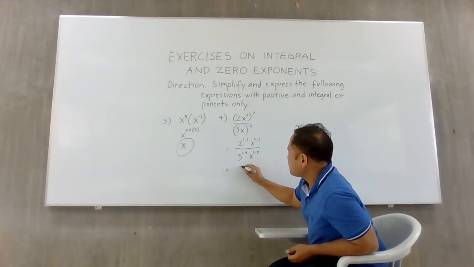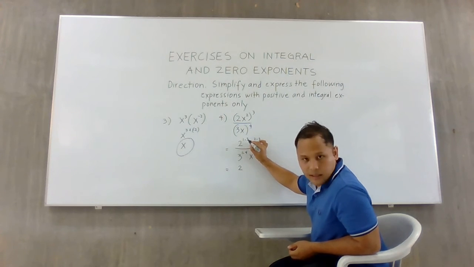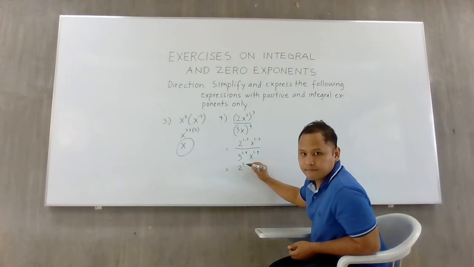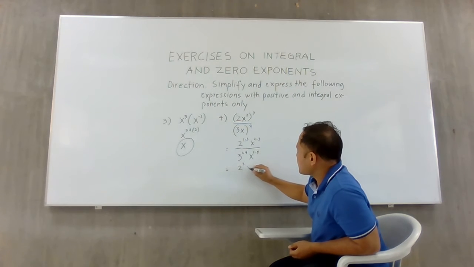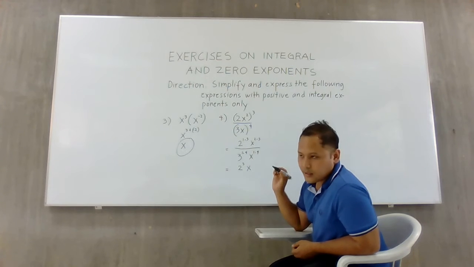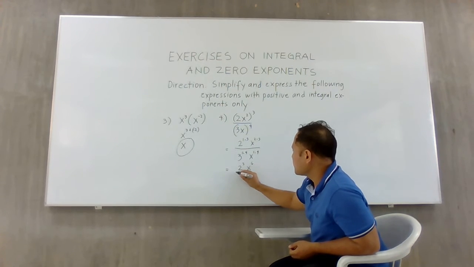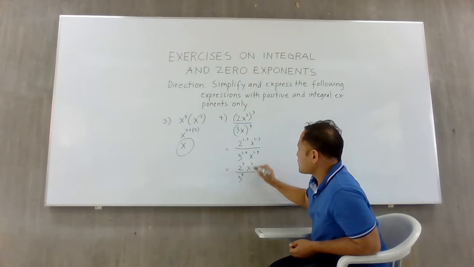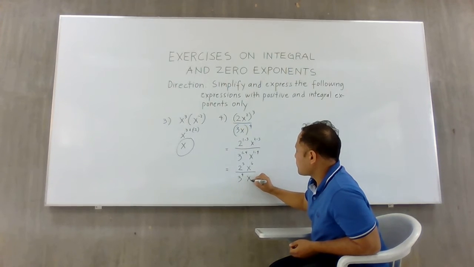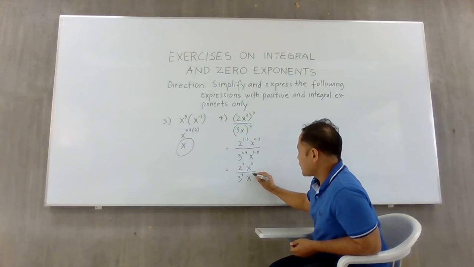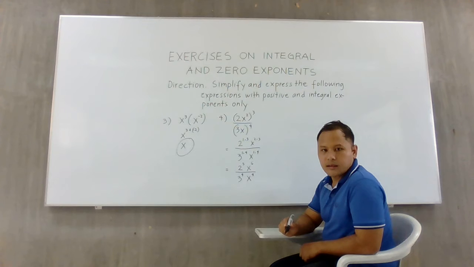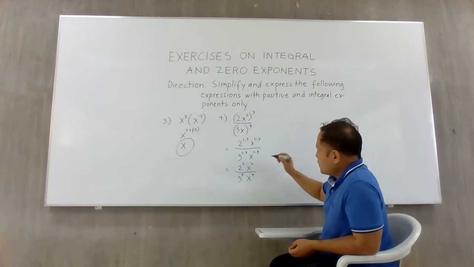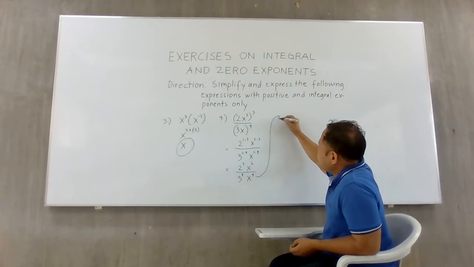Let's have the numerator. 1 times 3, it is 3. 2 times 3, that is 6 over 3. 1 times 4, that is 4. And for x, we have the base x, 1 times 4, that its exponent is 4. Okay? Okay, let's proceed.